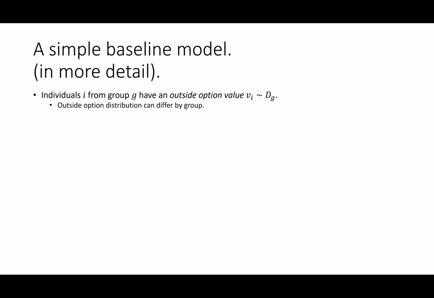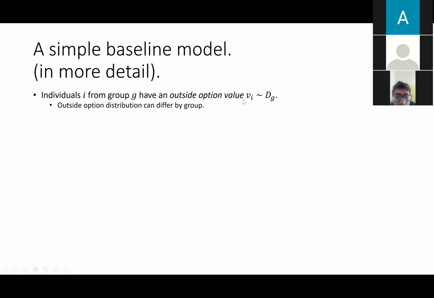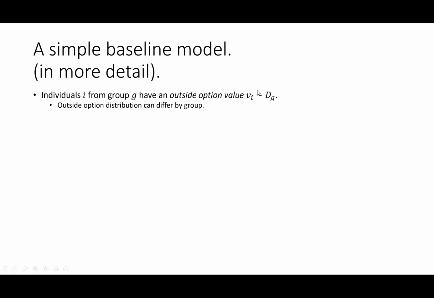So let's now dive into the model in a little bit more detail. We'll have individuals i, and individuals will come from some group g, and the group will be relevant in two ways. First of all, the group will determine the distribution from which your outside option value is drawn. Think about this as the income that you can earn from some legal opportunity. And this is going to be drawn at random from some distribution that is specific to your group. So different groups might have different access to legal opportunities. And because of this, it could be that group membership is actually statistically informative for predicting crime because it tells me something about what your access to legal opportunities are.